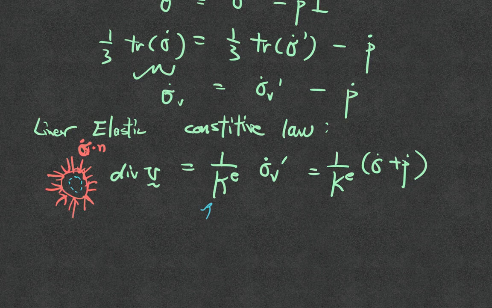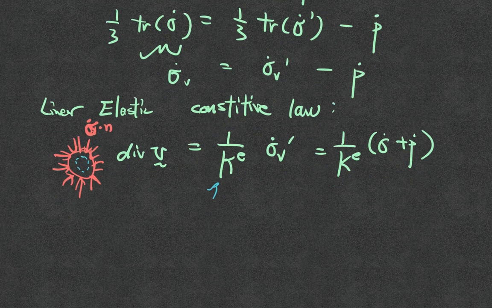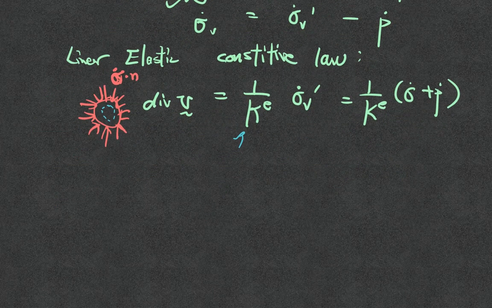Or vice versa. So 1 divided by KE is called the compliance modulus, and KE itself is called the bulk modulus. You learn it from the undergraduate course. There are more moduli. Some of them cannot be expressed as a scalar and have to be expressed as a matrix, a second order tensor or fourth order tensor. We will talk about that later.